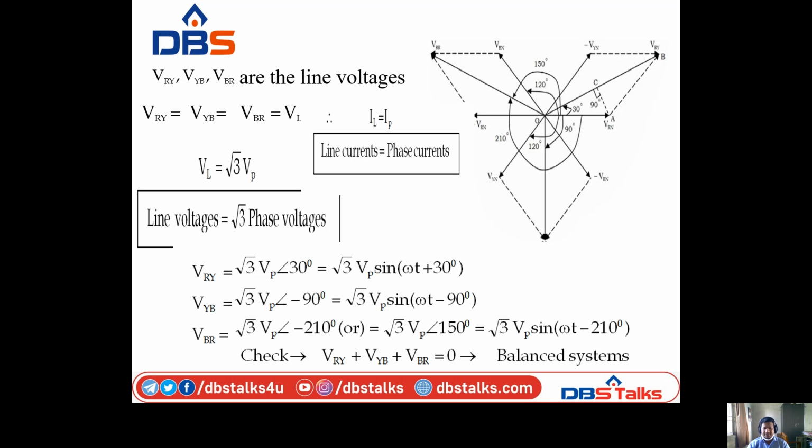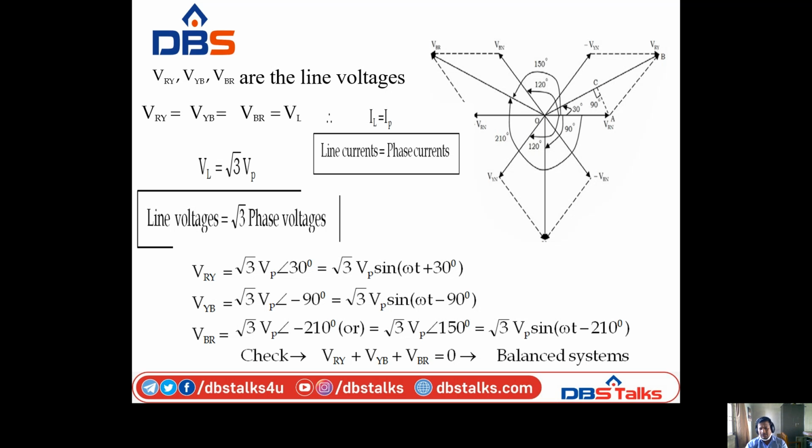That is equal to line voltage is equal to root 3 Vry square is equal to 3 Vrn square. Therefore, line voltage Vry is equal to root 3 Vrn. So line voltage is equal to root 3 phase voltage. Otherwise, phase voltage is equal to line voltage by root 3.